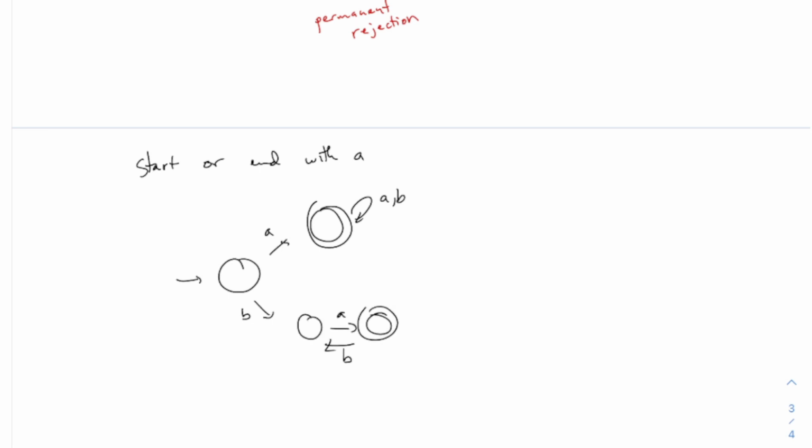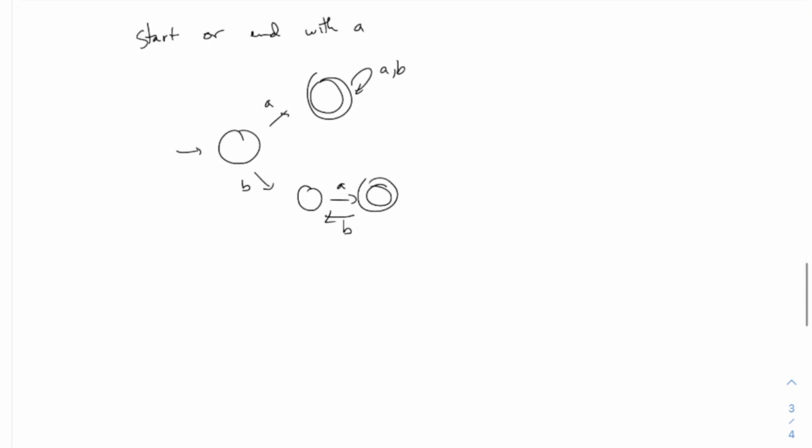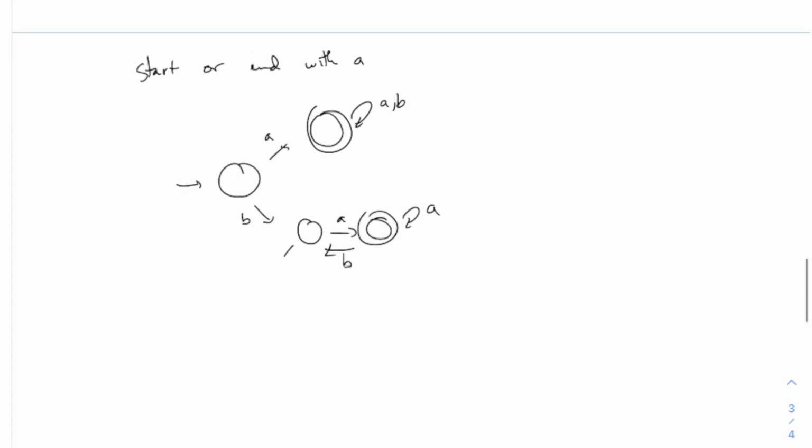All right. If A is the last thing that you see, then it should be accepted. I need a few more arrows here, but there should be an A like that and a B like that. So if you begin with a B, the only way to be accepted is to end with an A. If you see an A, you can go over to the accepting state. It'll still be accepted if you see more A's, or if you do a B, as long as it's followed by A. All right? This one is a little tricky.